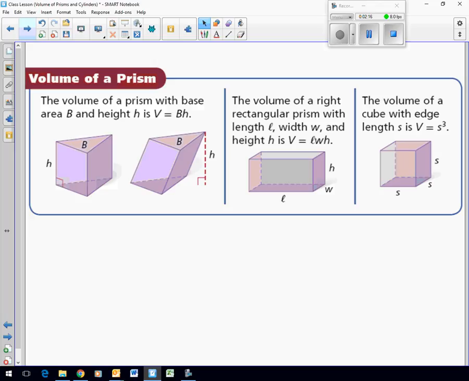The volume of a cube is simply what? A side length cubed. I tell you what. Hold on. Y'all write down these formulas.